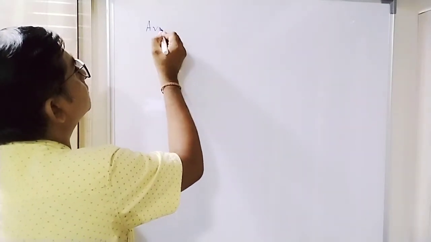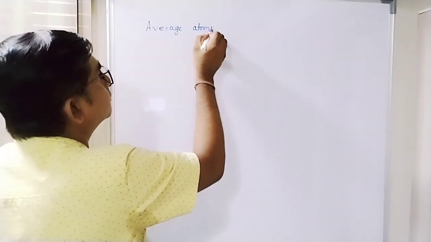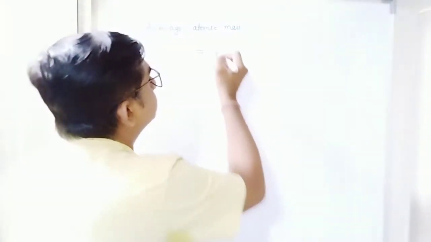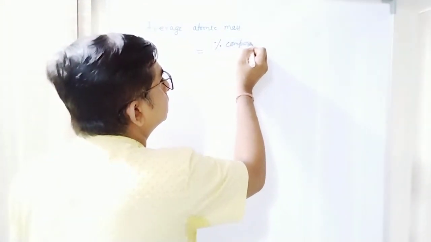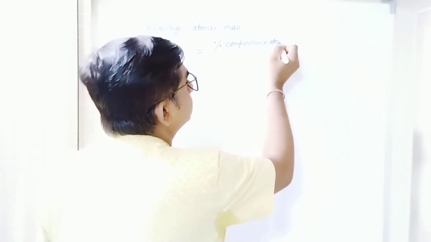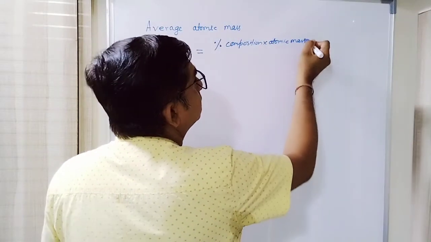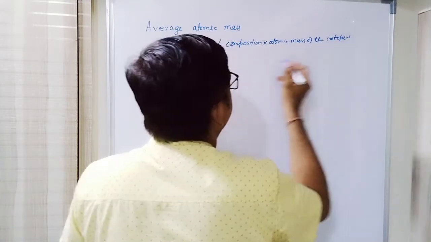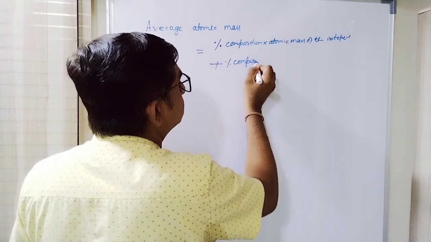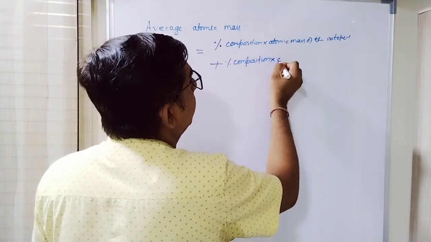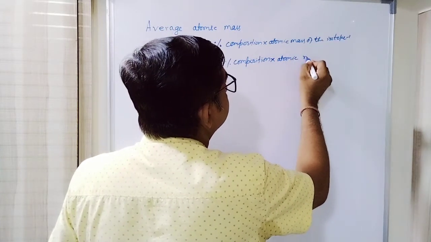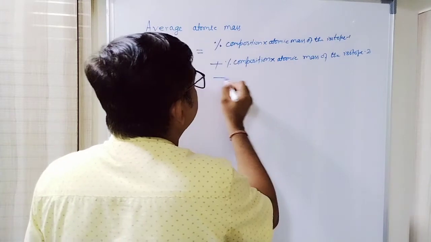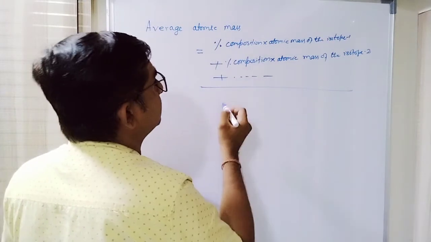Average atomic mass will be equal to percentage composition into atomic mass of the isotope 1, plus percentage composition into atomic mass of the isotope 2, plus and so on, like this, upon all these percentage compositions.